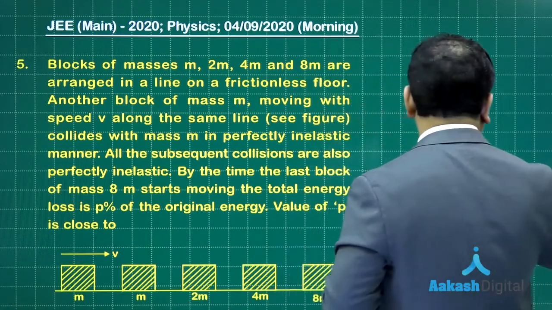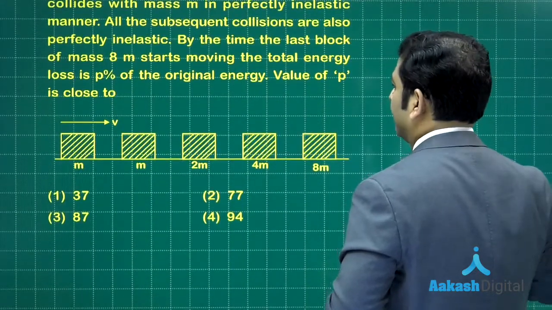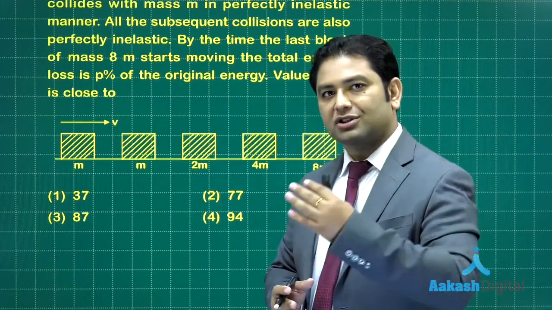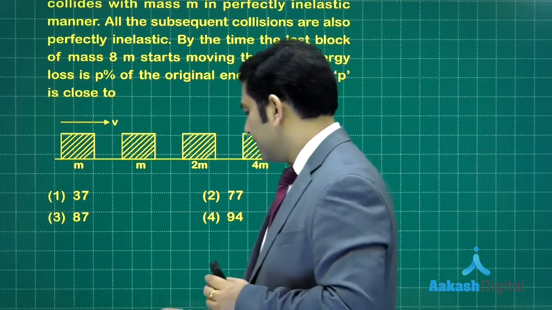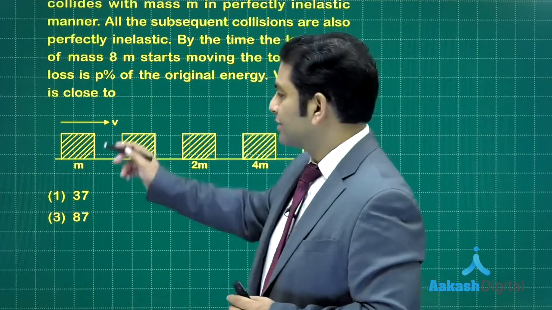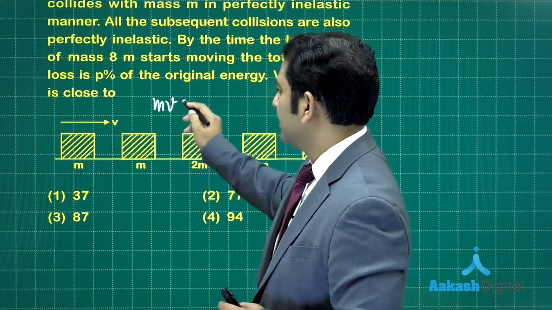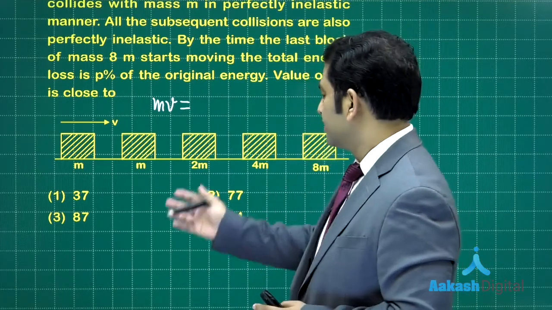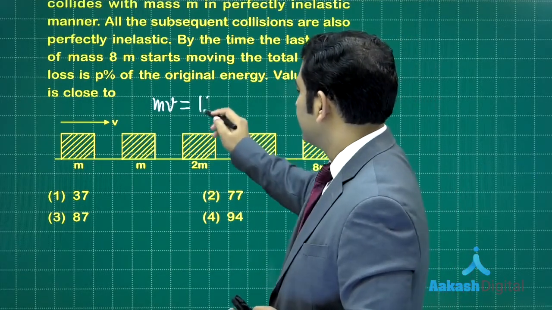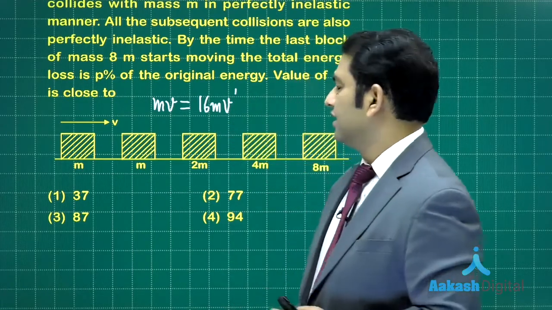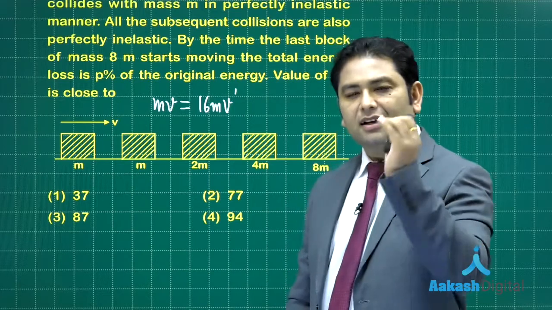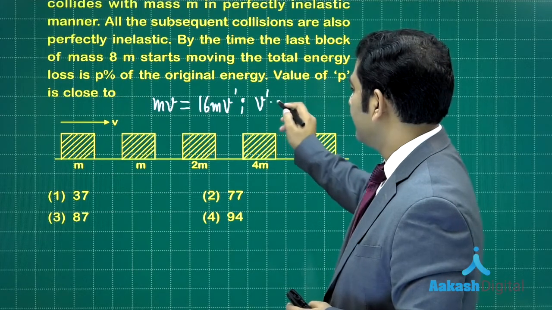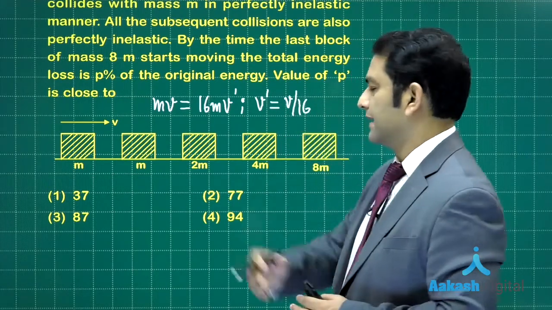When it comes to a perfectly inelastic collision, there is a loss in kinetic energy, and that loss is maximum amongst all collisions. But the linear momentum is conserved. So what is the initial momentum? That's mv. Finally, all these 5 blocks can be taken as a system. So that's 4, 4, 8, 8, 16, 16m v dash. V dash will be the final velocity of that combined block. So we have conserved the linear momentum and I get v dash equals v by 16.